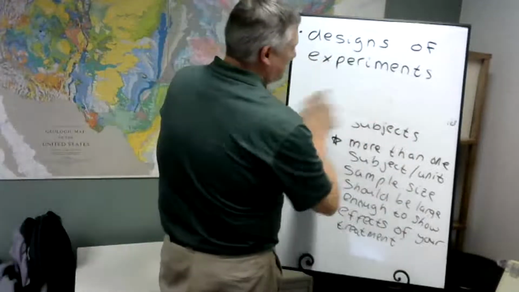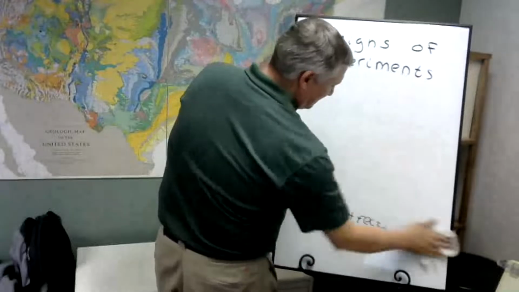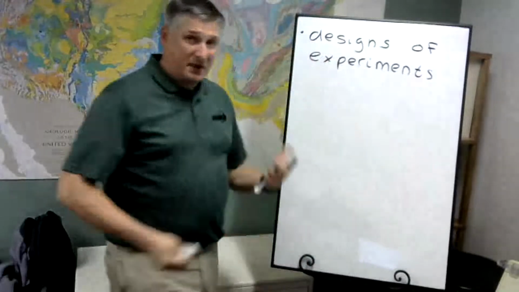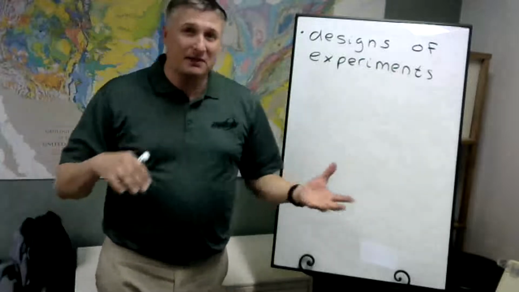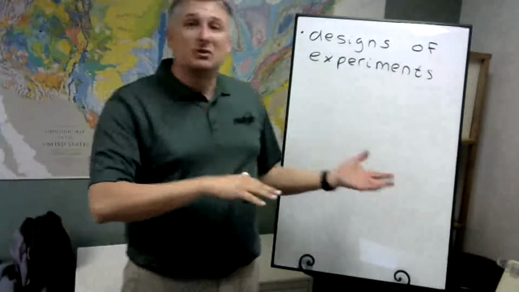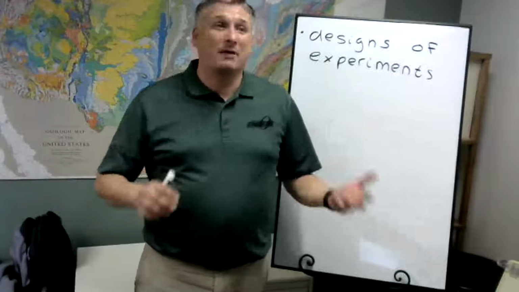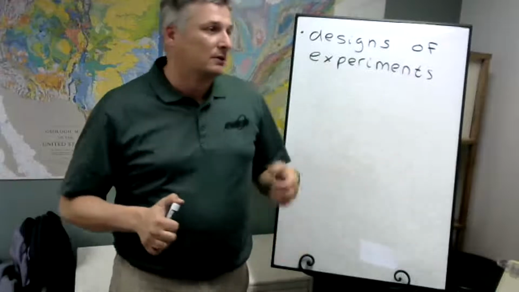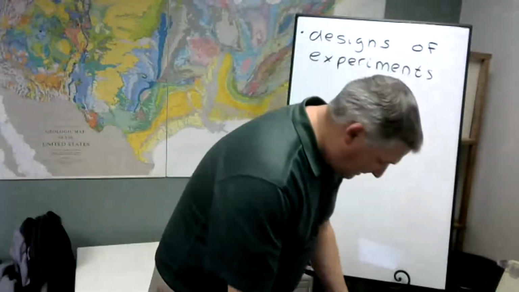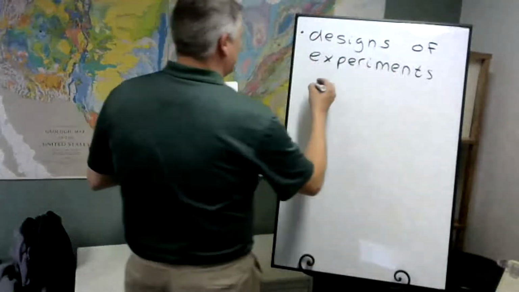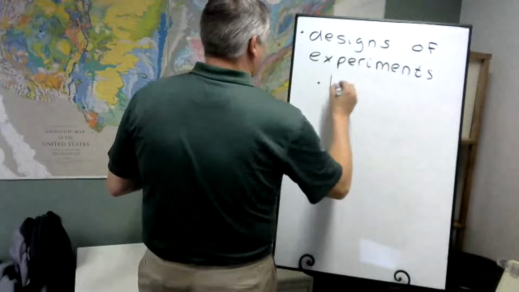So the size: make sure you've got a big enough sample. And of course, we always wish we had the entire population to test, but as we've mentioned in the past, that's usually not possible. As far as I know, it's completely impossible. Well, it depends on what population you're looking at. All right, so that's one thing. The other one is called blinding.